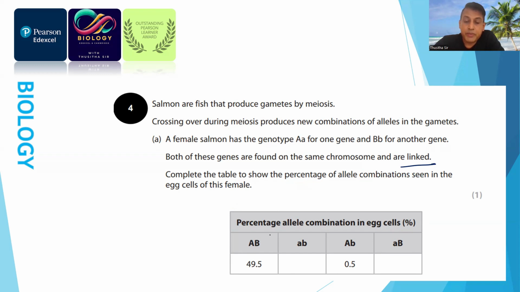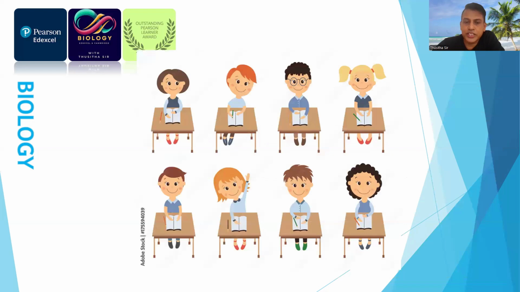Now, the percentage of allele combinations in egg cells. So A and B is higher, 49.5. When it comes to capital A, small b, it is 0.5. So now if we want to fill in the rest of the values, we should understand what exactly the question is saying to us. For example, same chromosome means they are linked, so there are linked genes. Now I will give you an example so that you can understand well.